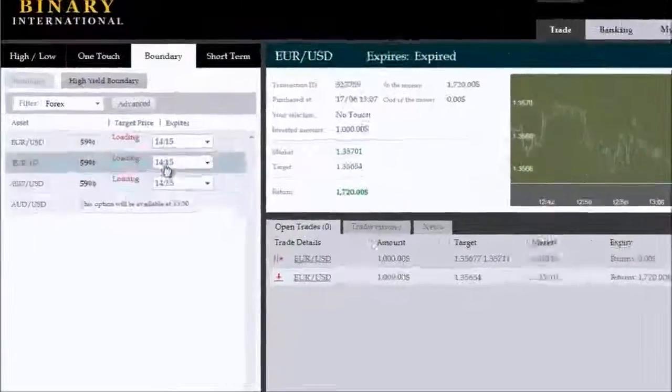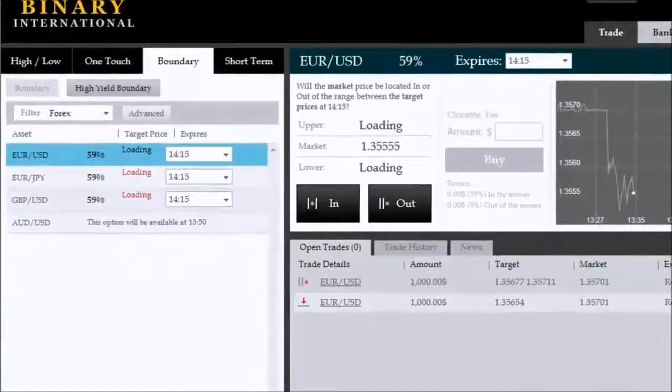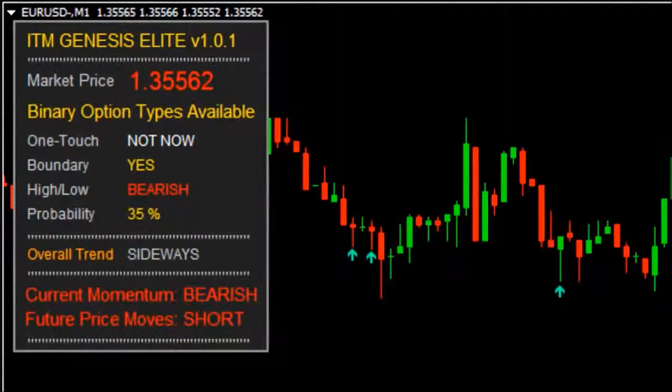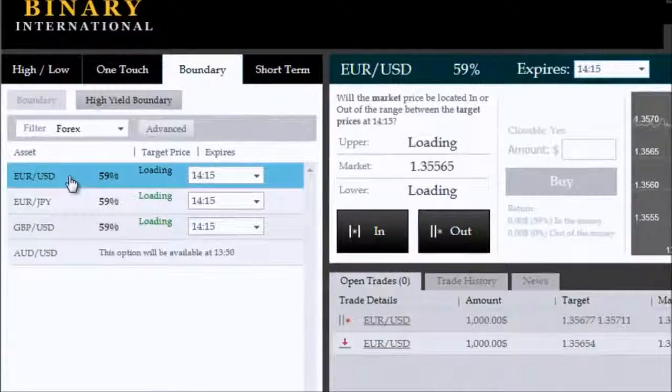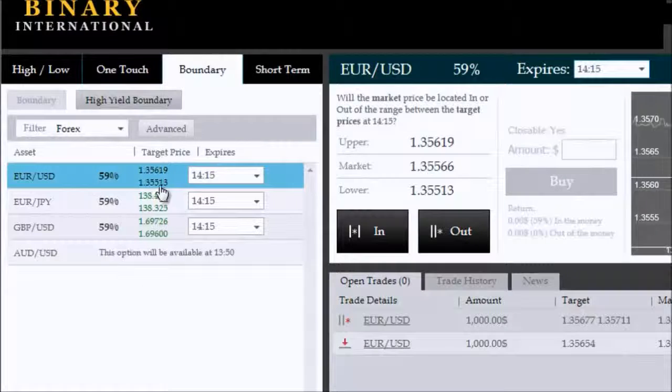Okay, it's 13:35. We're back, and the platform's released the Euro USD boundary option. Prices are waiting to load. We'll just go check if we have a setup. We do. Roughly 33 to 35% probability of price staying inside the boundary, which is very low. Therefore, an outside boundary option obviously makes logical sense.